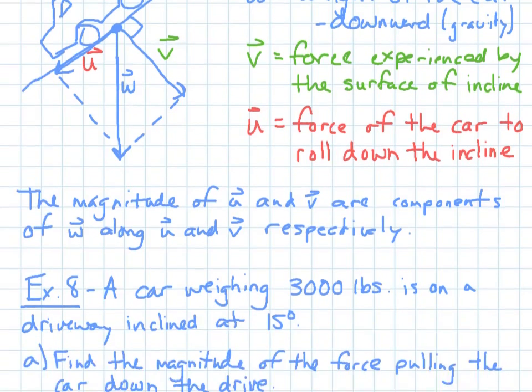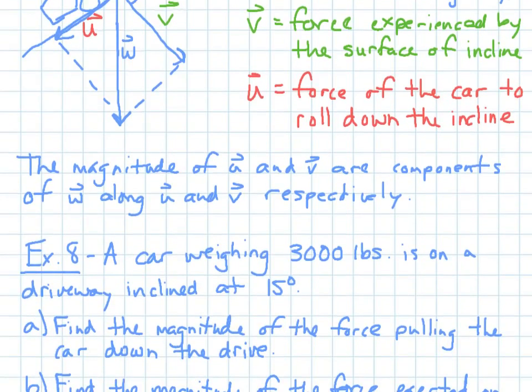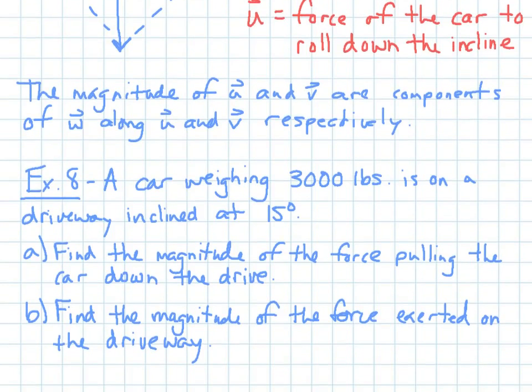Okay. So the magnitudes of vector U and vector V are components, like I was trying to say, of vector W along vector U and vector V respectively. Okay. So the component of W along U is kind of like what we were doing before.